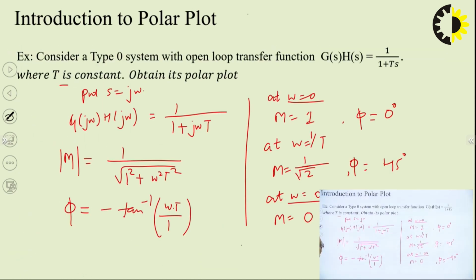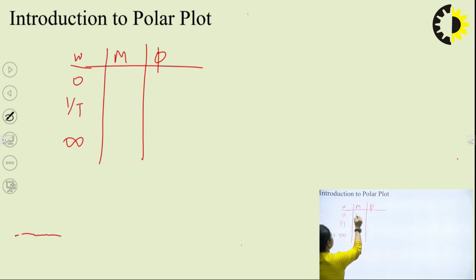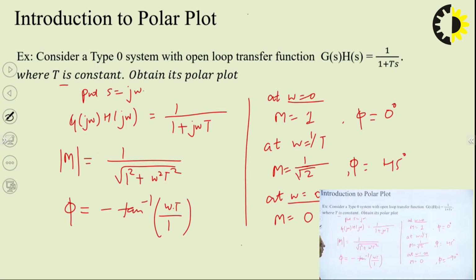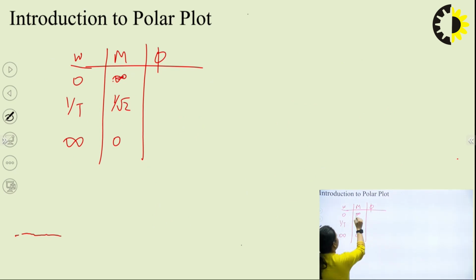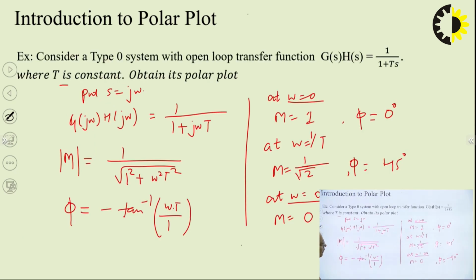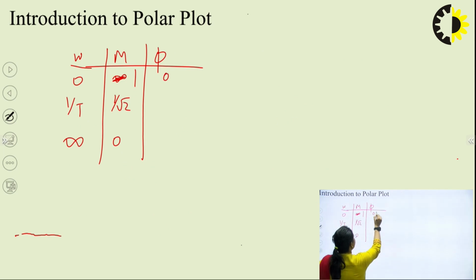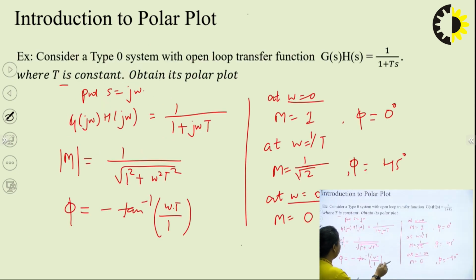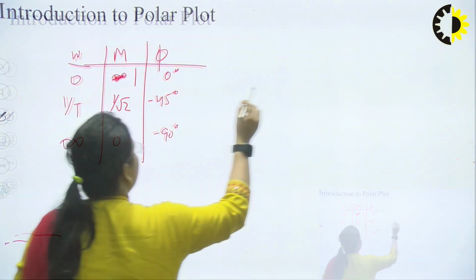So what is the magnitude? It is 1, 1 by root 2, and 0. And the angle is 0, 45 degree, and minus 90. So the angle will be minus 45 here, since I have the minus sign here. So this angle will be minus 45, okay.